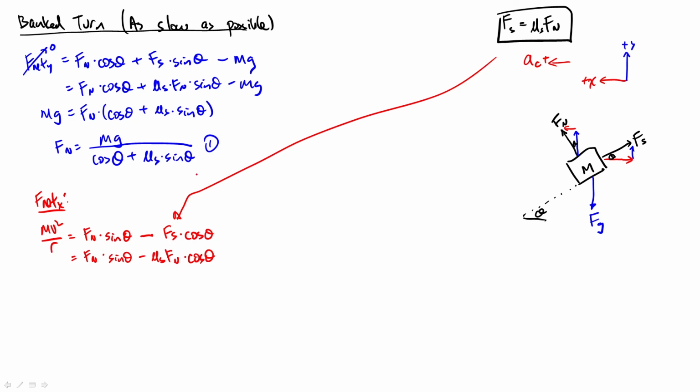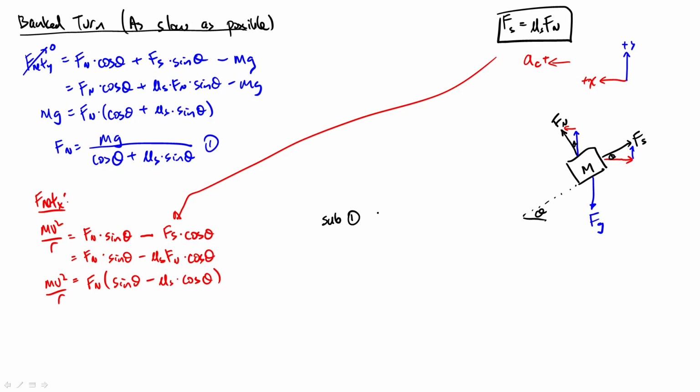And as I said, to make our lives easier, instead of subbing in that ugly thing twice, once over here and once over here, we're just going to factor out Fn at this point. So Fn, open bracket, sine theta minus mu s times cosine of theta. And that's equal to mv squared over r.